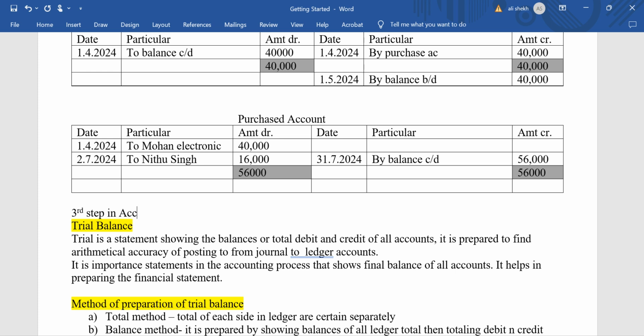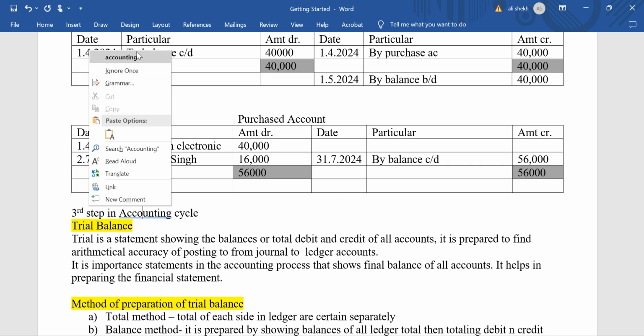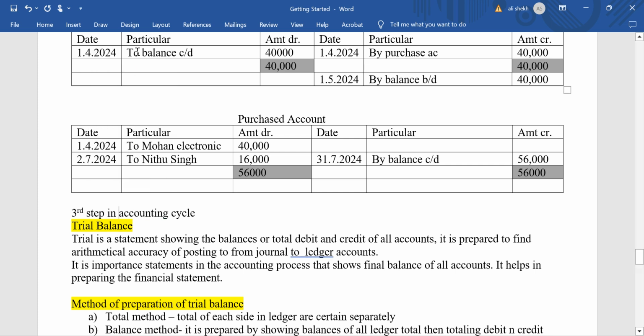Third step of the accounting cycle. So what is trial balance? Trial balance is a statement showing the balances or totals of debit and credit of all accounts. Trial balance is a statement showing the balances of all ledgers.